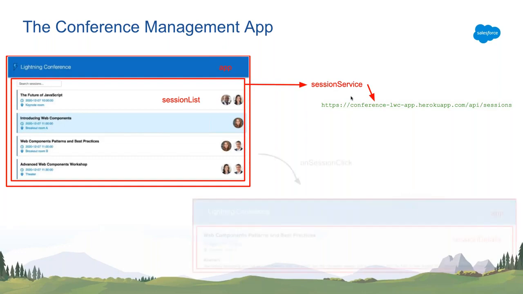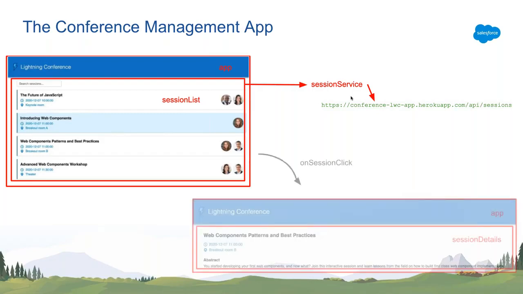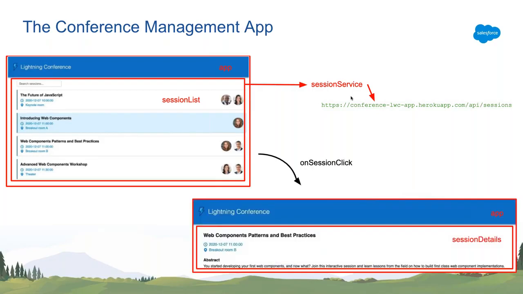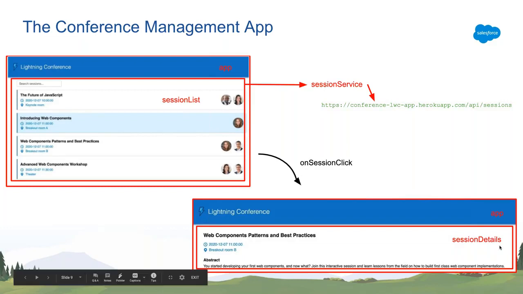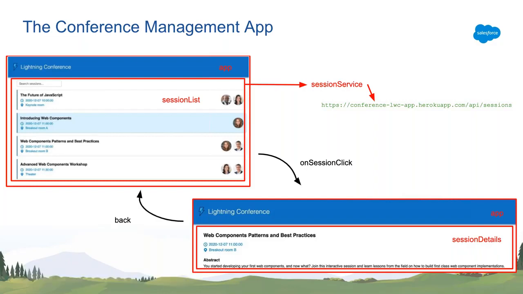When we click on a session, we want to show the details of a specific session, when does it take place, etc. And we will do that thanks to another component, which is called session details. And finally, we will want also to control the navigation in the app with the buttons that allow you to navigate in the browser window with the back button and forward button. So we will use the window history object to control the navigation.